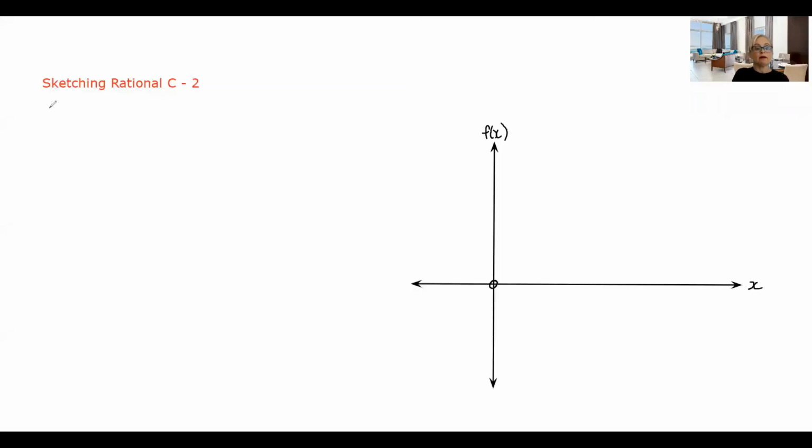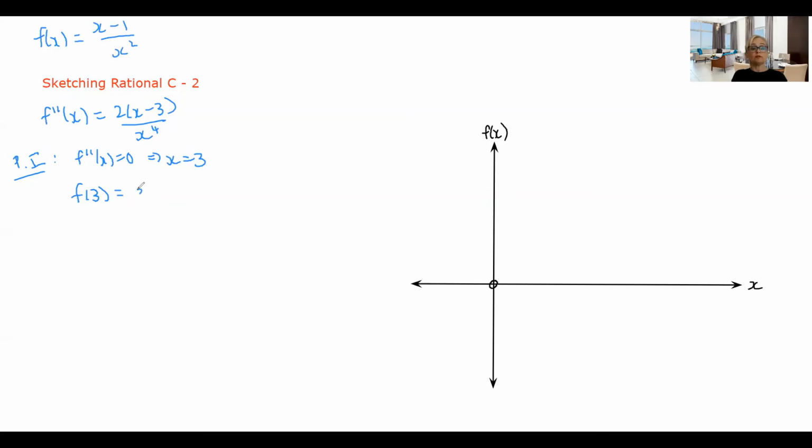Okay, so we have our f double dash x is 2 times x minus 3 over x to the 4th. So finding any points of inflection, we're going to pop that equal to 0. For f double dash x to be 0, the numerator has to be 0, so x will be 3. The value of the function when x is 3, remember our function was f of x equals x minus 1 over x squared. So it will be 3 minus 1 over 3 squared, which is 2/9. So we have this point (3, 2/9). That is a point of inflection.